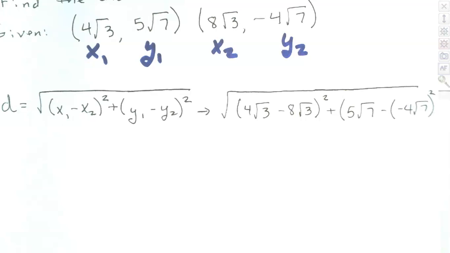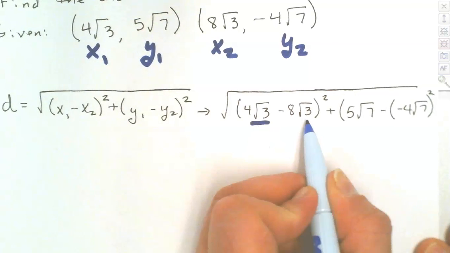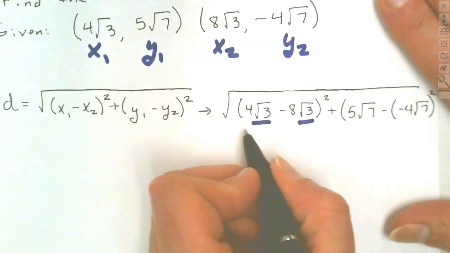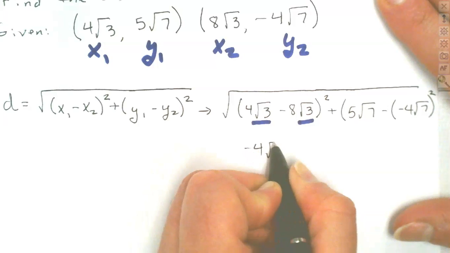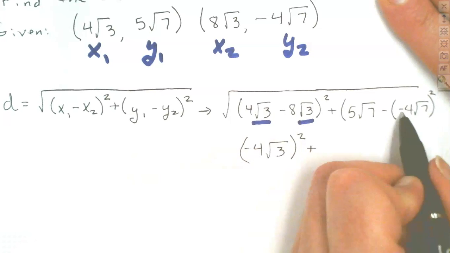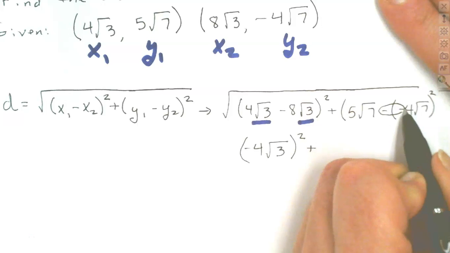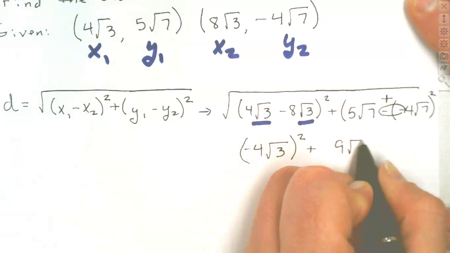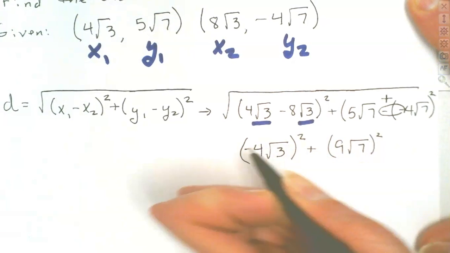Now, if the roots are the same, then they can be combined together. So notice on our first set of parentheses that these roots are the same, so those can be combined together. So 4 minus 8 makes it a minus 4 square root of 3, quantity squared. Now watch out for the next set. The next set, we do have a double negative. And that double negative will make that positive. So now we've got 5 plus 4, that makes it a 9 square root of 7, quantity squared.